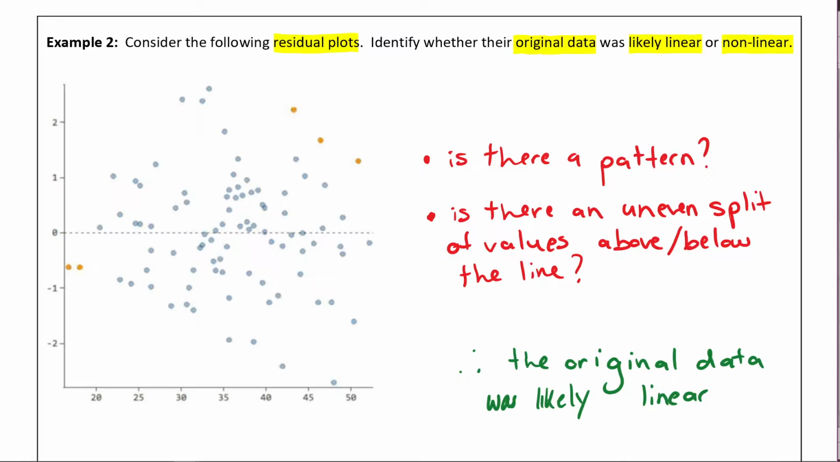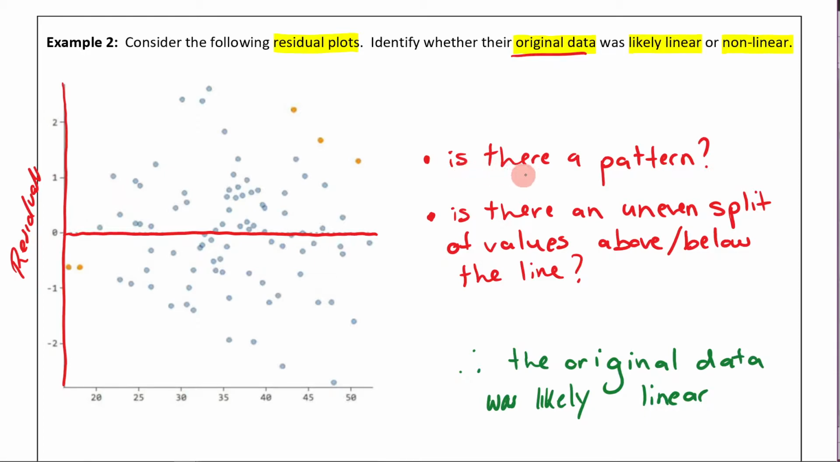So we've got our residual plot, meaning that our y-axis here is giving us the values of the residuals, and our x-axis, which is right here, that's the original x-axis that was on our original data. Now, to figure out whether or not we're likely having an original data set that is likely linear or non-linear, we're going to ask ourselves two questions.